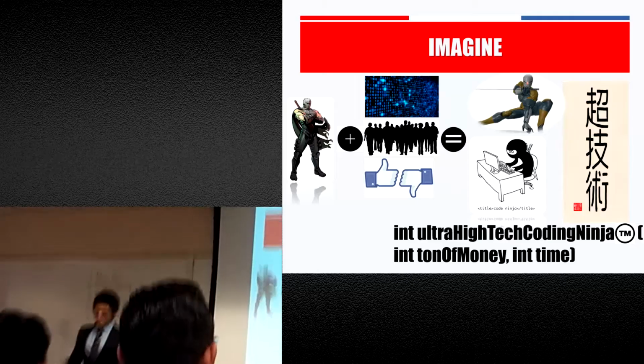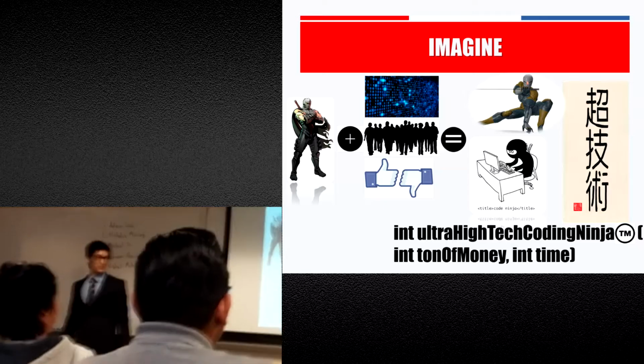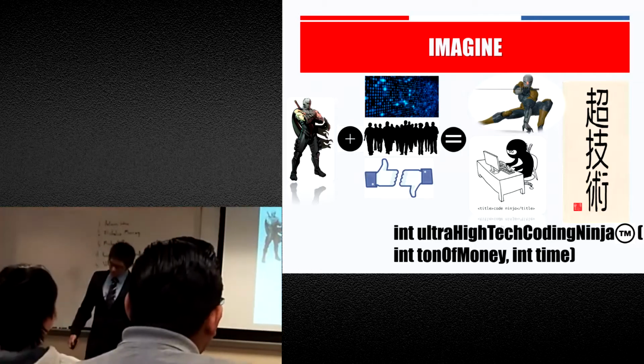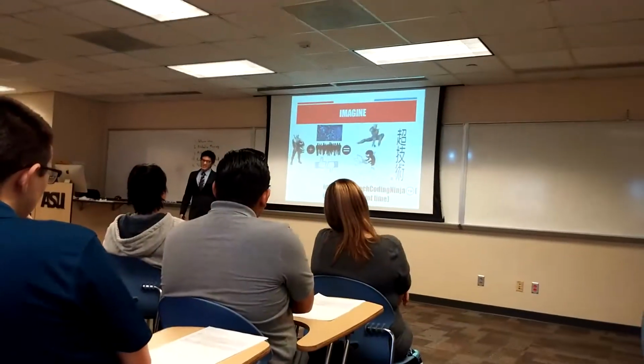Just think of it as a function. It takes a lot of time and a lot of money. When I say a lot of time and a lot of money, I mean a lot of time and a lot of money. All right, that's the basic black box.